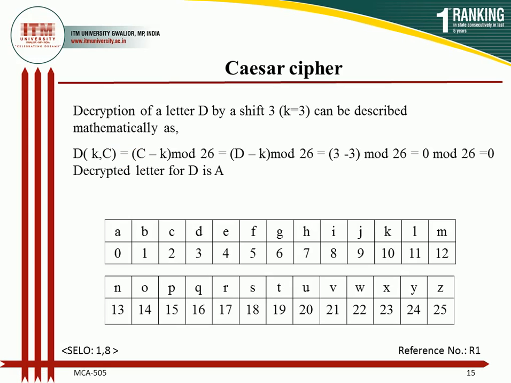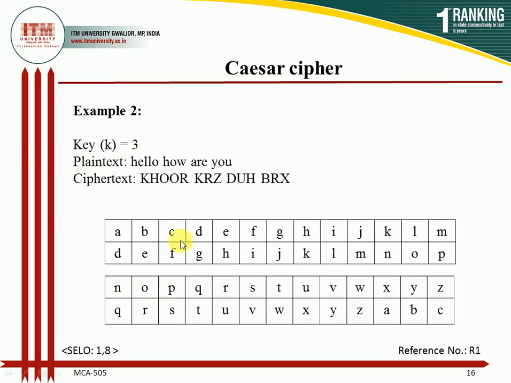So either you can use this formula or you can use the table. First, how to construct this table? First you have to make the first row. How? You just write the alphabets from A to Z, right? In the next step, because the key given is 3, you have to remove the first 3 alphabets, that is A B C, and start with D.